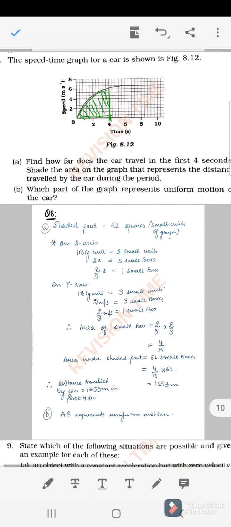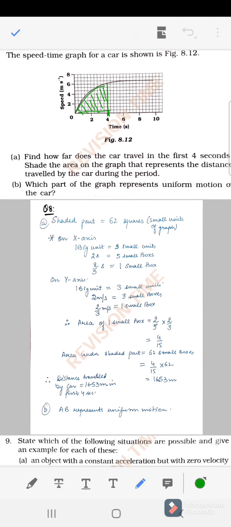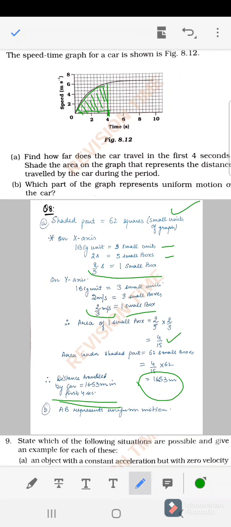So in the graph we can see that the shaded part is 62 squares, which are the small units. On x-axis, one big unit is 5 small units and 5 small boxes is 2 seconds. So one will be 2 by 5 seconds. Similarly on y-axis, one small box will be 2 by 3 meter per second of speed. So area of one box will be this and area of 62 small boxes will be this, and then the distance traveled by car will be this in 4 seconds.